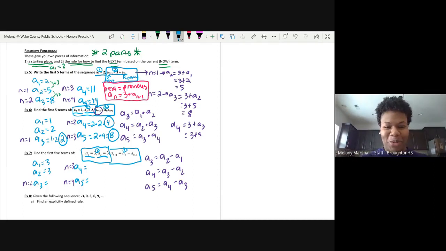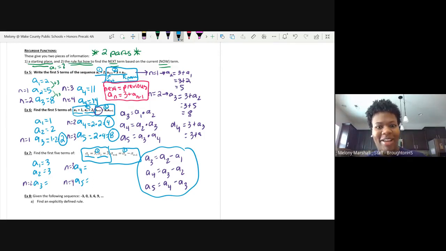Without getting lost, that's why I like to write this part out over here, because I personally would be lost. But if you're a super smart student or not, you can write it or whatever you decide. So a sub 2 is 3, and 3 minus a sub 1, so 3 minus 3 is 0.